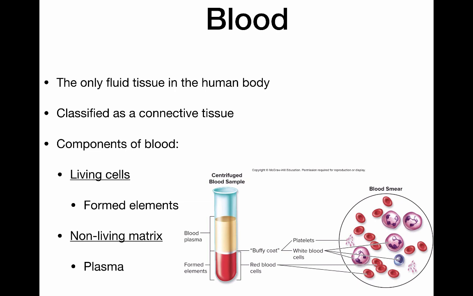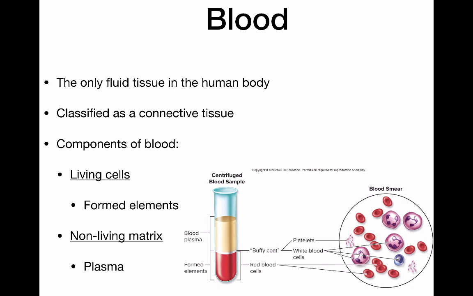When you spin blood, the heavy stuff goes to the bottom, it precipitates. And so the formed elements fall to the bottom of the tube, which allows for the separation of the formed elements from the plasma. So at the bottom, you have your red blood cells, the majority of the formed elements, because they're the most abundant of them.